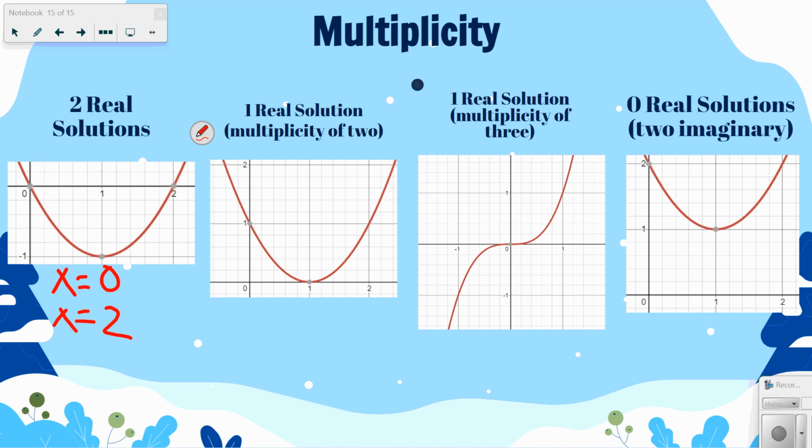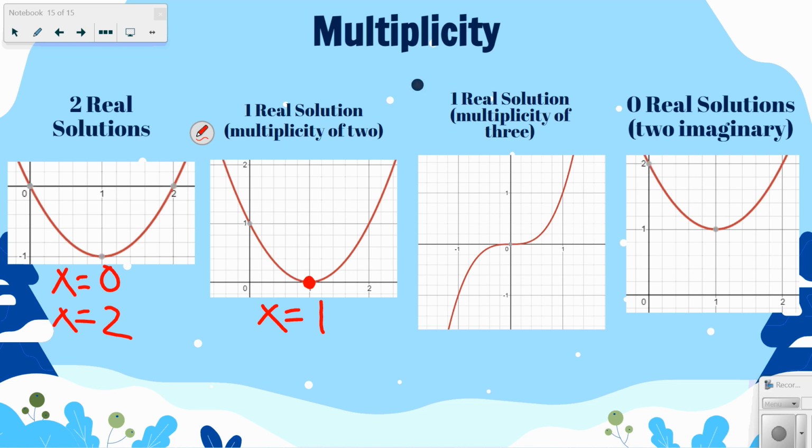Now let's talk about this next idea. Looking at this quadratic here, notice the vertex is on your x-axis. So how many times do I touch the x-axis? Once. So what was my solution here? 1. So this is where we were before. We would just write my solution as x equals 1.